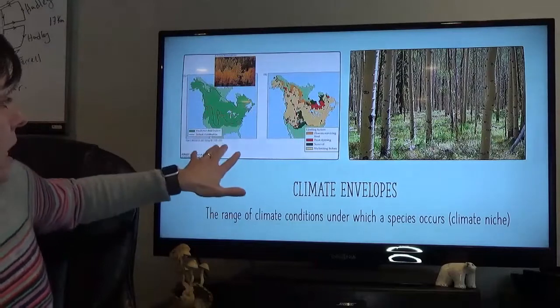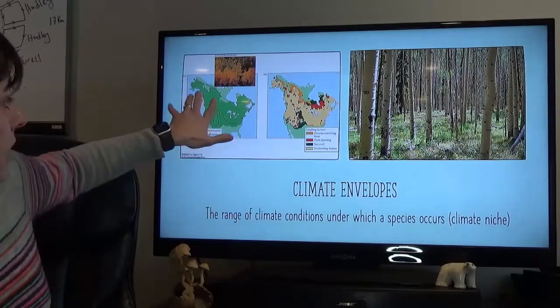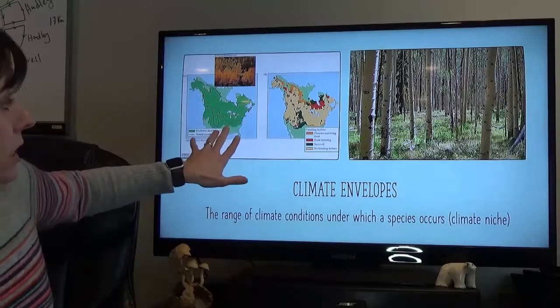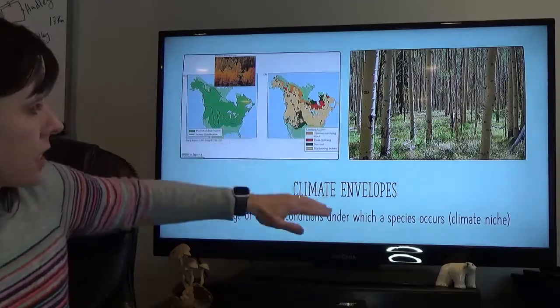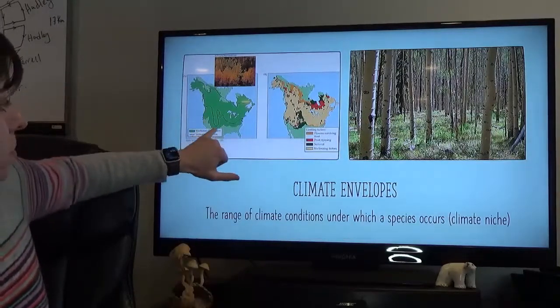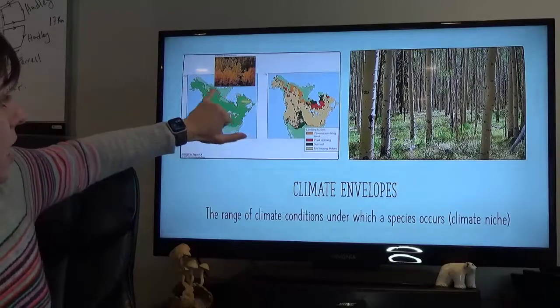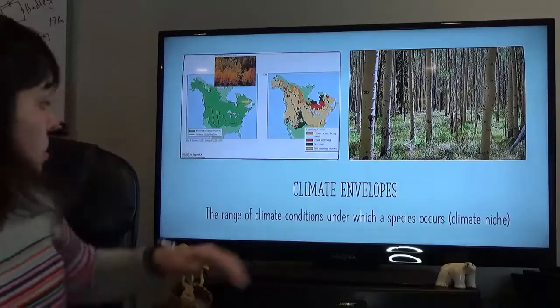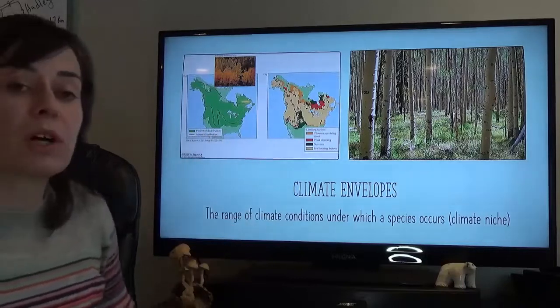And so again, we can think about that in the context of what are the conditions across which, in this case, aspen is able to occur? That would be the predicted distribution, which we see here in green. And then we can also look at, what is the actual distribution? Where do we actually find it?